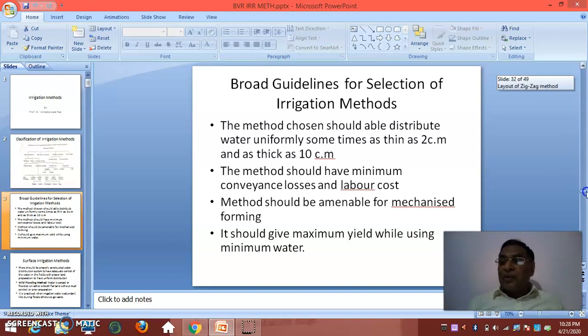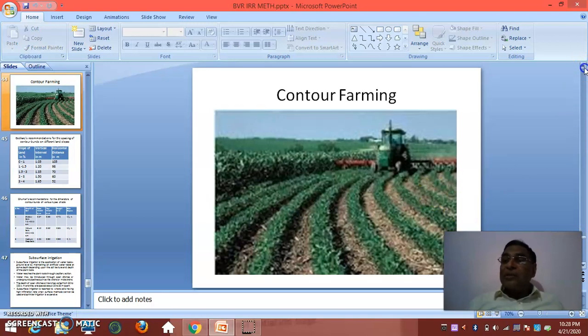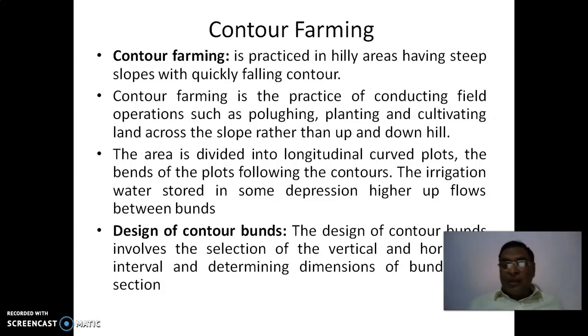Now, usually we have talked about the contours in the case of the border strip method, in the case of the check basin method, in the case of the furrow method. Whereas here we are talking about farming itself. So it is practiced in hilly areas having steep slopes with quickly falling contours. So mostly it is practiced in hilly areas where these contours are quickly falling.